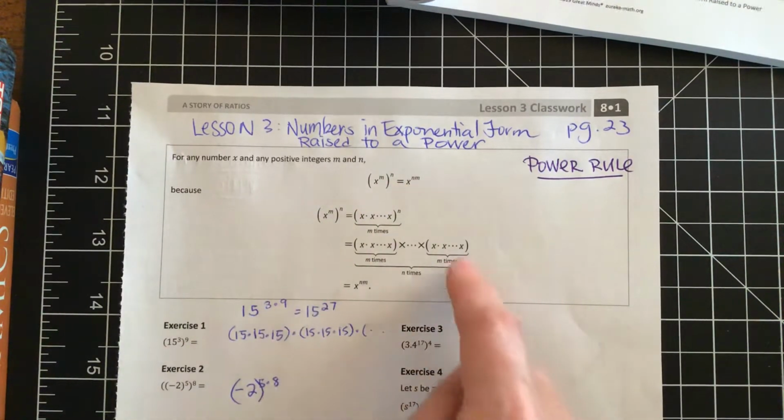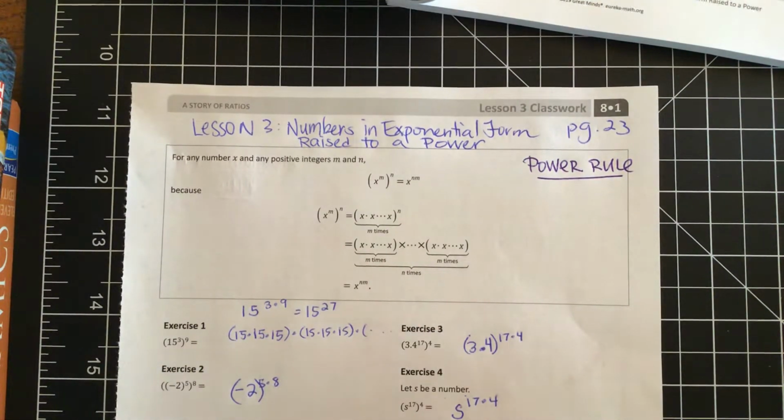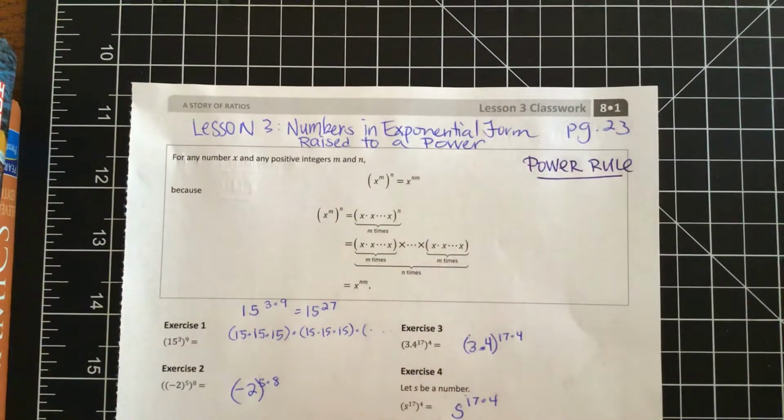And this explains it a little bit further, though it's a little complex in nature because it's hard to show unless you have very low exponents.